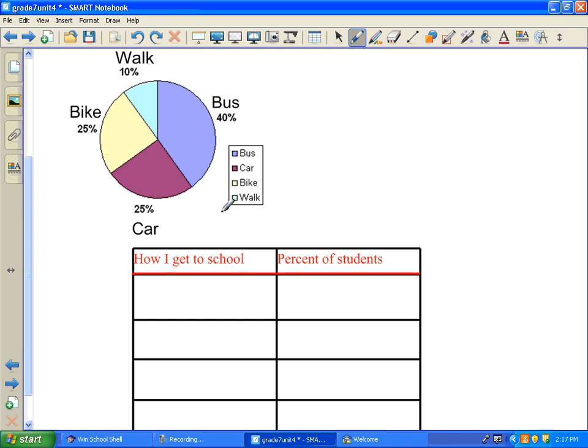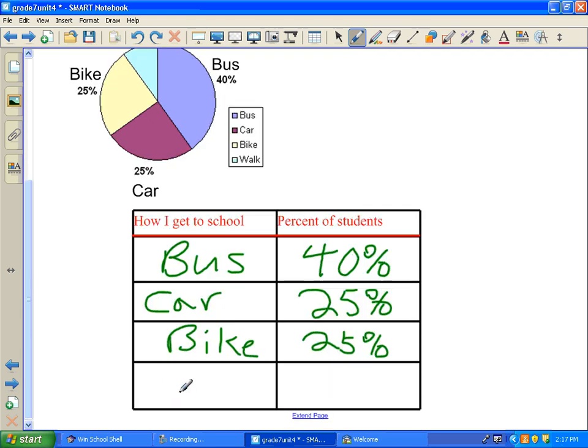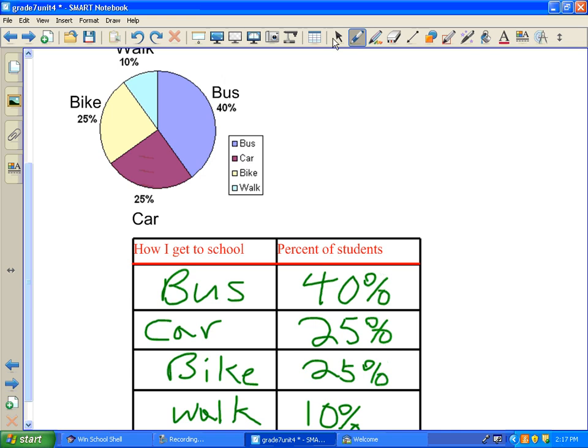So how I get to school? Let's look at the bus. We'll say it's 40%. The car is 25%. The bike is 25. And those that walk to school would be 10%.